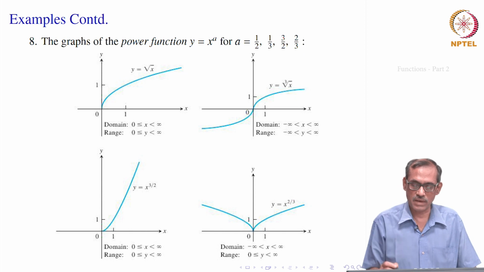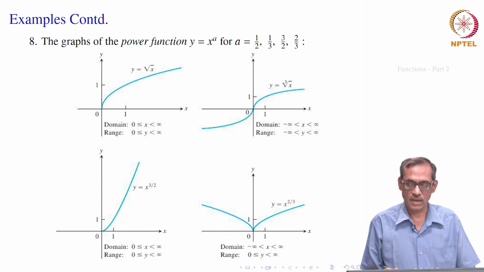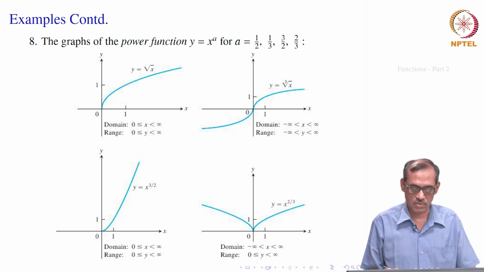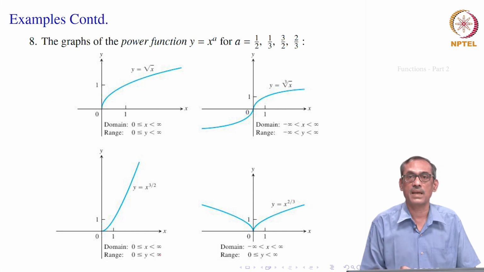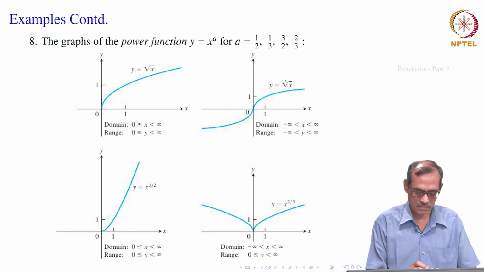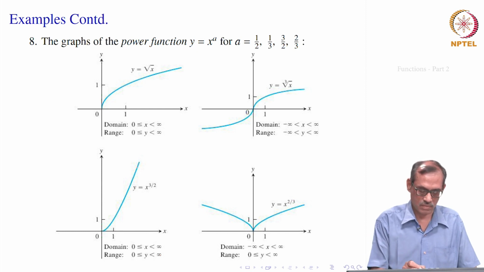Okay. So, let us take a equal to 3 by 2, y equal to x to the power 3 by 2, or it is really square root of x cubed. So, if you plot it, it would be looking like this. Its domain is again non-negative real numbers, range is also non-negative real numbers, and it looks something like one portion of a parabola, but not.